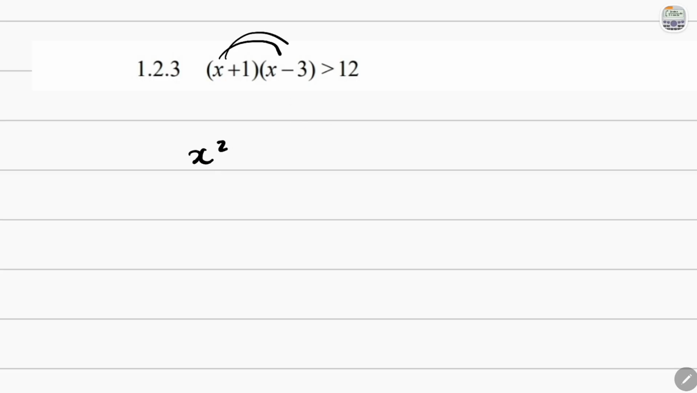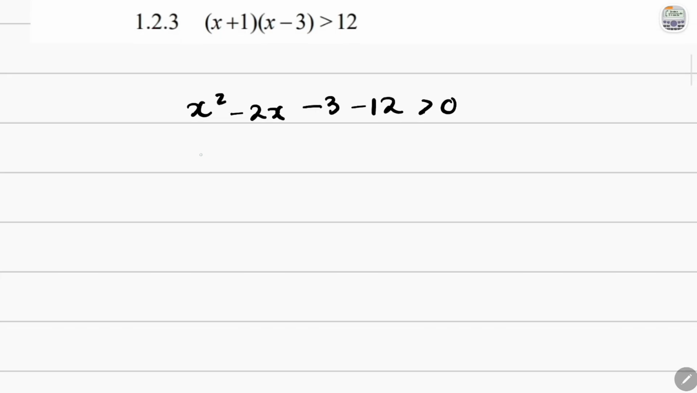And if you say multiply in, then that's negative 3x, plus x, and that would give us a negative 2x. And then lastly, the 1 times the negative 3 is negative 3. Now you can just go ahead and bring this over. So it becomes minus 12 is greater than 0. So x squared minus 2x, and that becomes negative 15 is greater than 0.